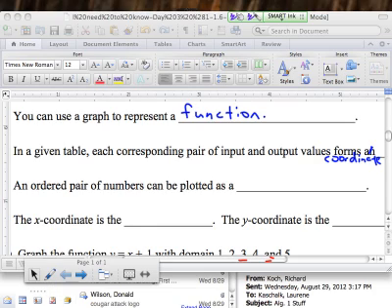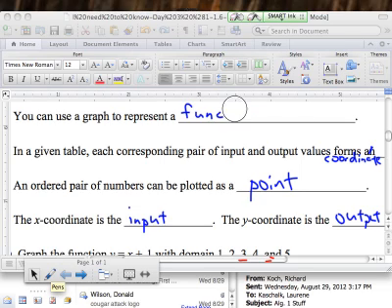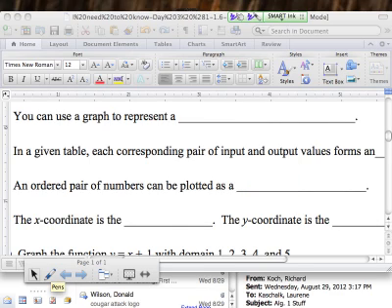You have an x and a y. All right, an ordered pair of numbers can be plotted as a point. The x coordinate is the input. The y coordinate is the output. Okay, so again, that's just what we're talking about as we're graphing. Again, this should be review. I'm assuming that when we go through this next example, you're going to say, "Oh yeah, I remember this now. This is pretty easy.